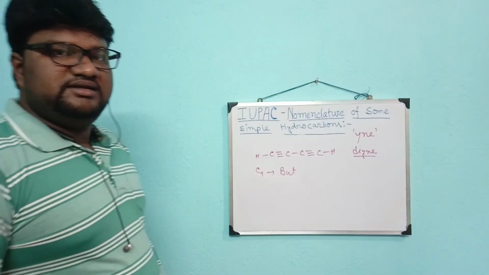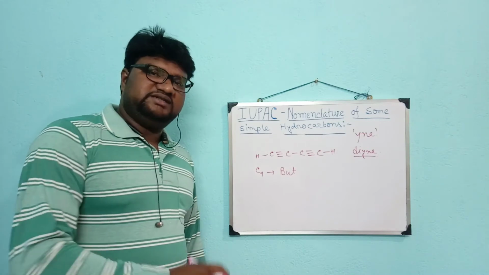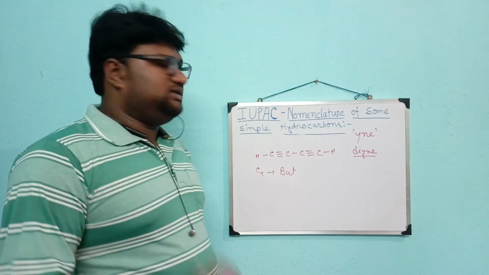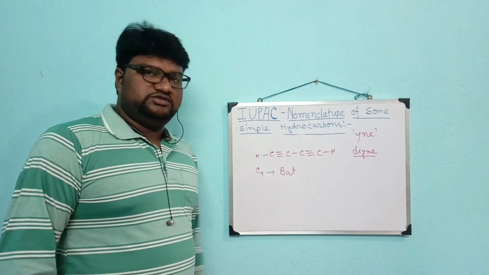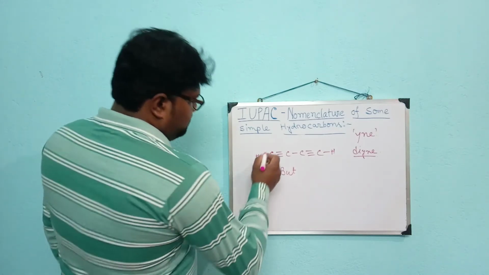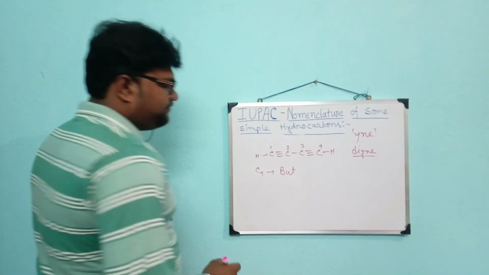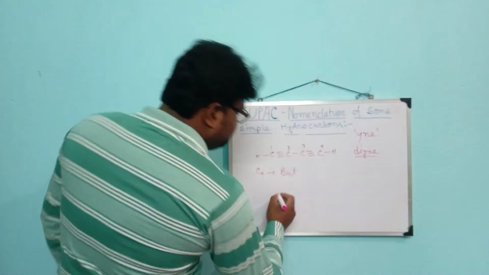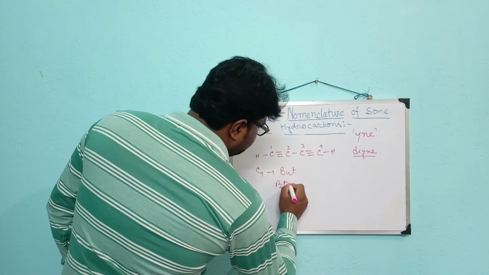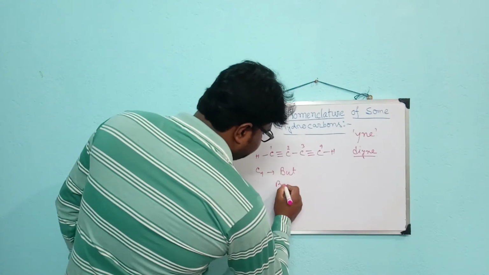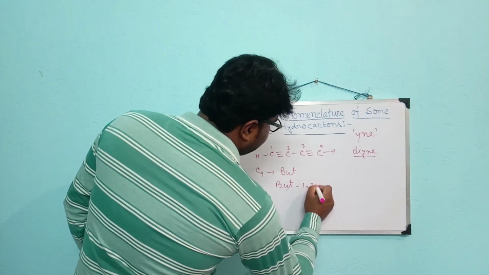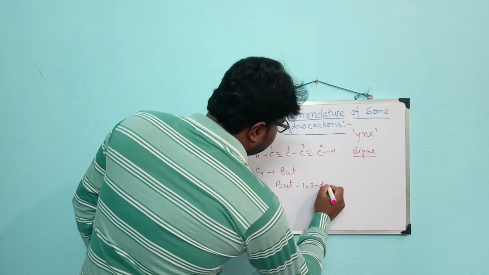And like in the previous class, we also mention the position of the triple bonds. So 1, 2, 3 and 4. So what is the name of this molecule? This molecule is named as but-1,3-diyne.